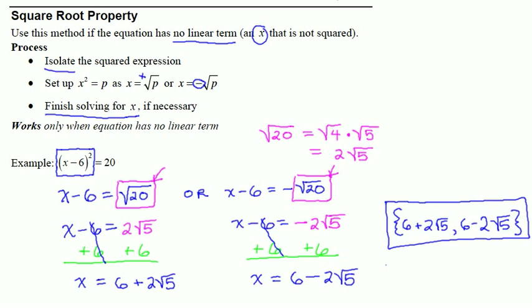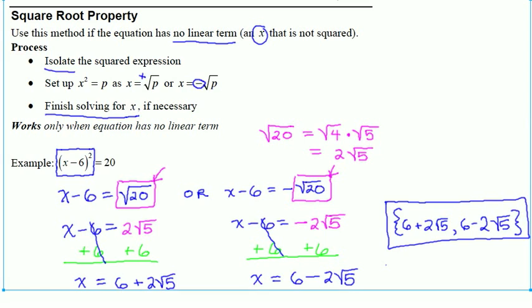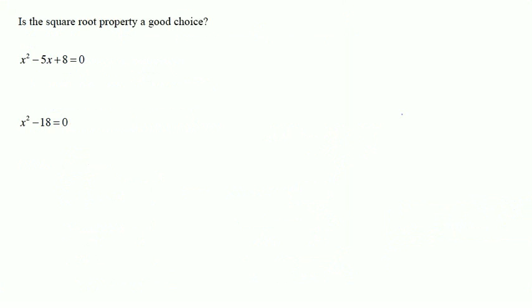So let's take a look at two equations and try to decide whether or not the square root property is appropriate for each of them. Is the square root property a good choice? Our first equation is x squared minus 5x plus 8 equals 0. This minus 5x is the linear term that we were referring to, so we could conclude that no, the square root property is not a good choice here. Even though it is possible to isolate x squared on one side, there will still be an x on the other side of the equation, and it's not going to allow us to completely solve for x using this method.